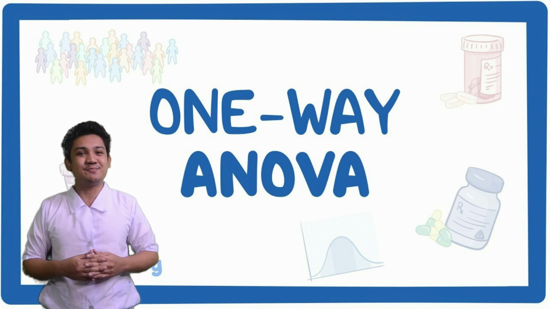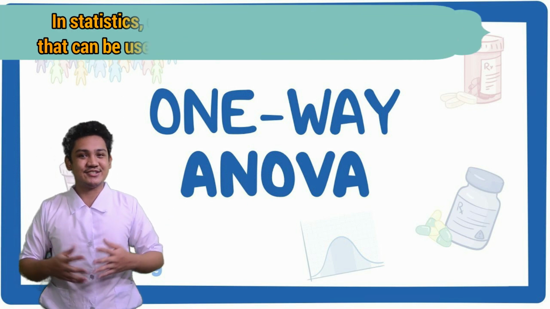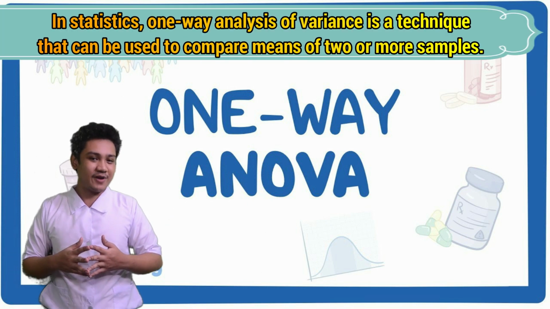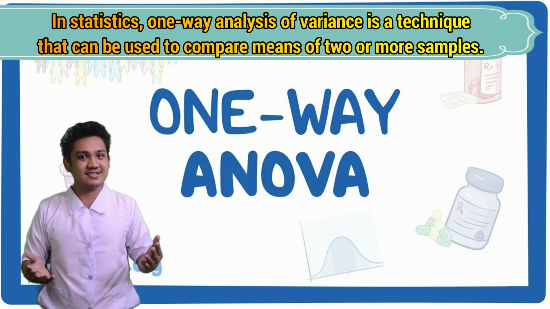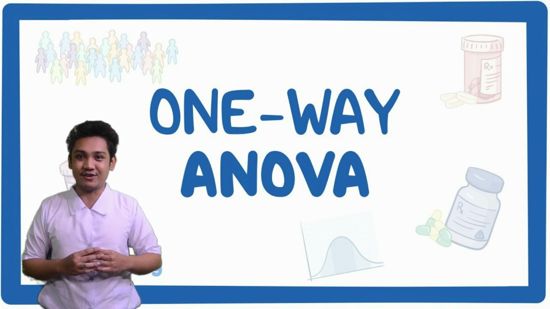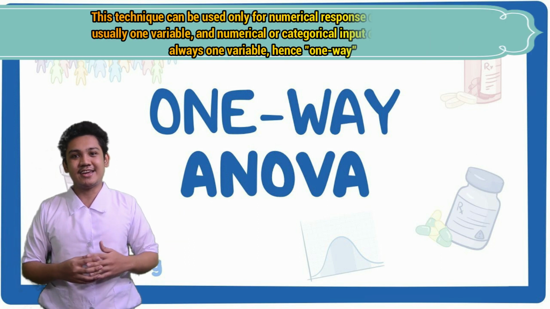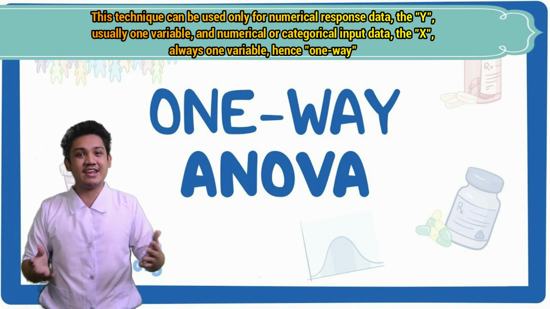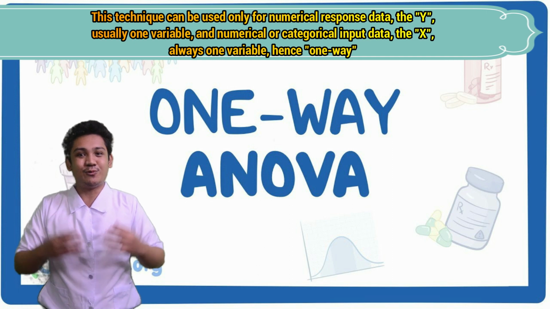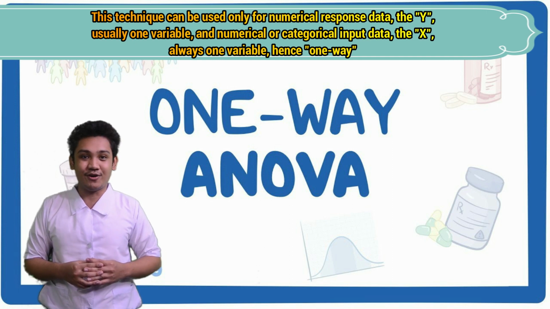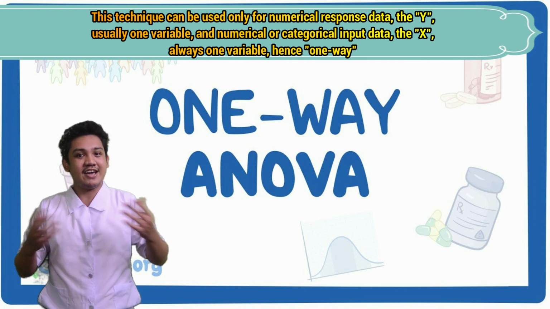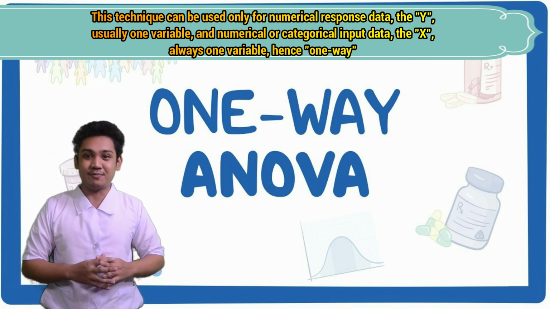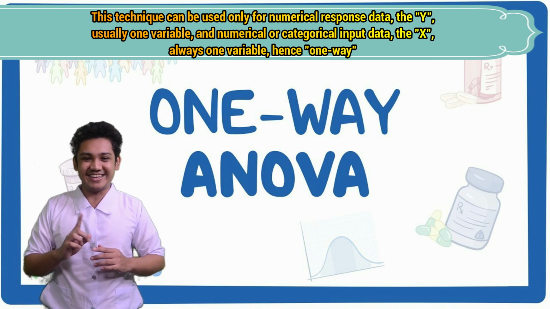One-way analysis of variance. In statistics, one-way analysis of variance is a technique that can be used to compare means of two or more samples. This technique can be used only for numerical response data. The Y is usually one variable, and the numerical or categorical input data, the X, is always one variable, hence one way.